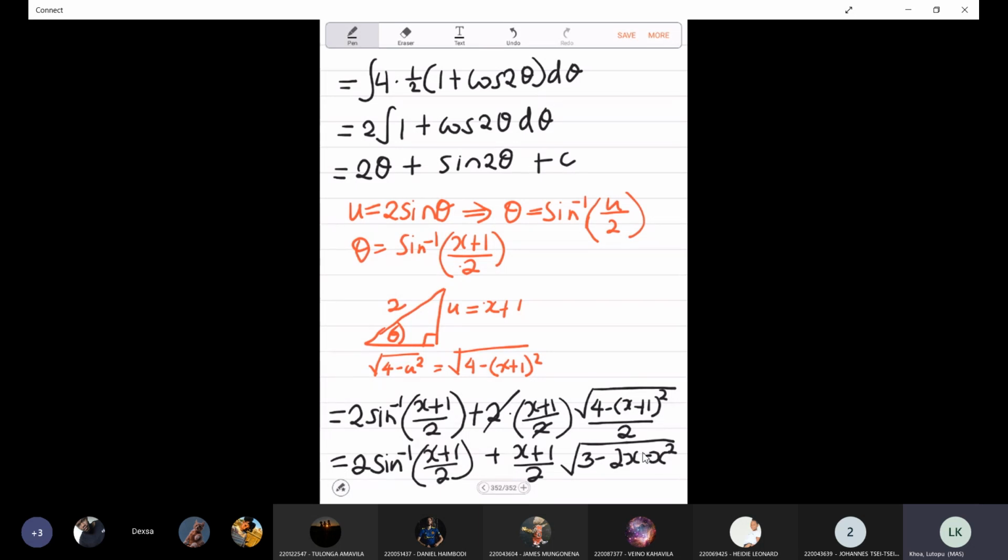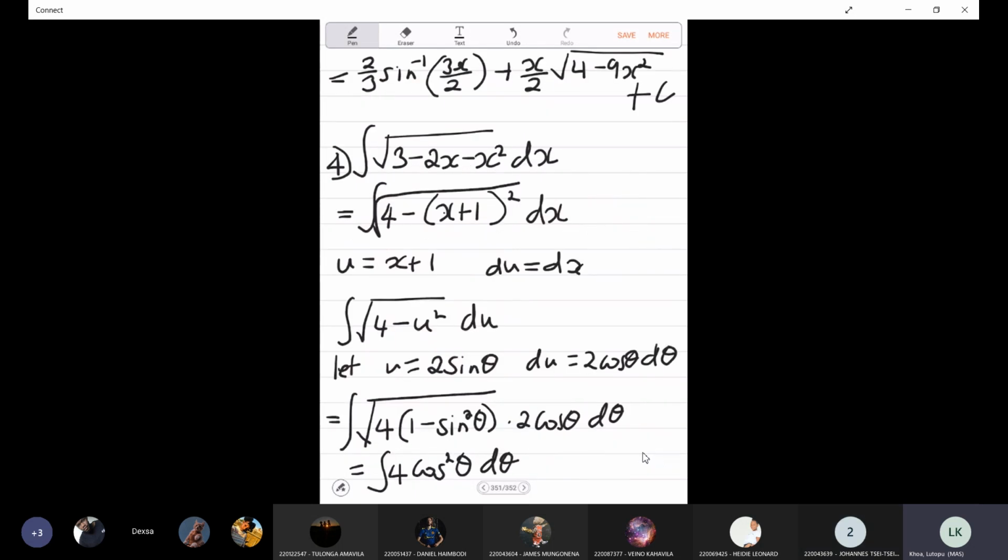So we look at some of the questions from the exercise. This is page 25.